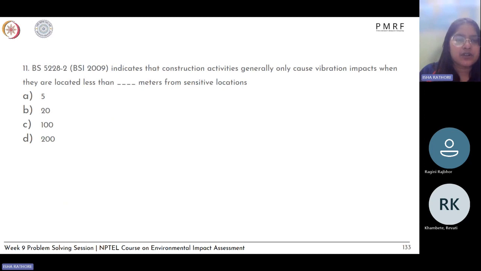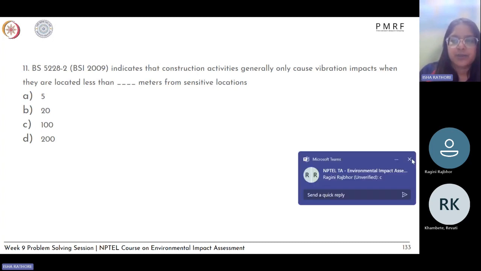So BS 5228-2, BSI 2009 indicates that construction activities generally only cause vibration impacts when they are located less than dash meters from sensitive locations. So is it A 5 meters, B 20 meters, C 100 meters, or D 500 meters? So you're talking about vibration impacts up to a certain location from construction activities, like up to a certain distance. What is that distance until which vibration impacts are being faced?